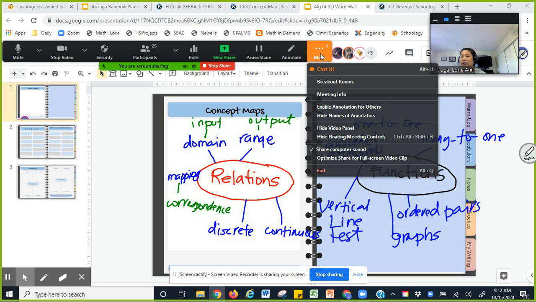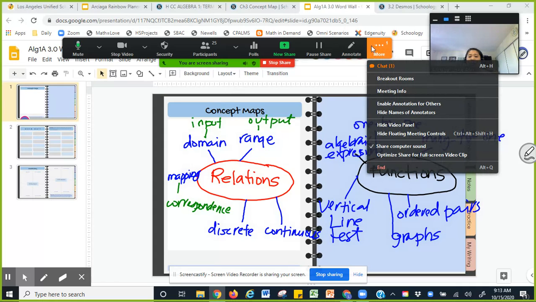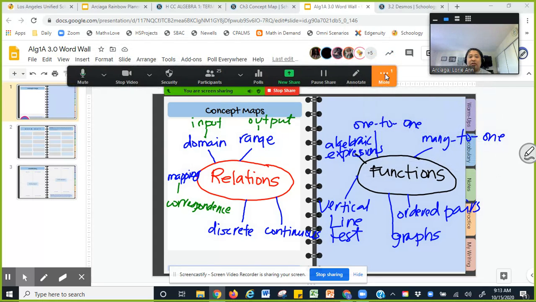All right. Anything else that you guys want to add? Okay, so it's like a virtual word wall. Instead of just listing down the letters, we try to show how they relate to each other.